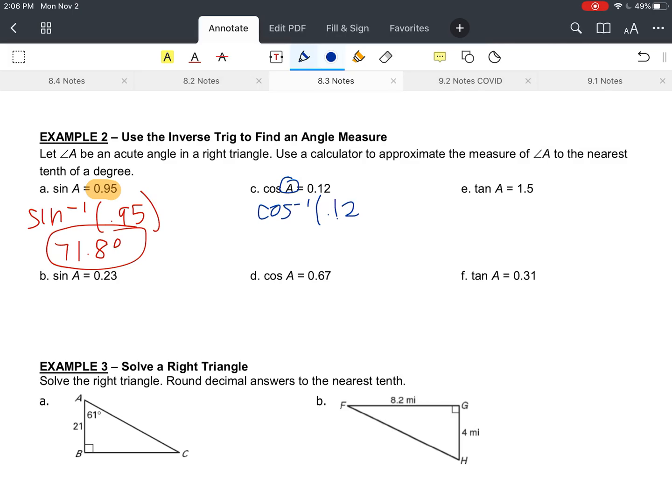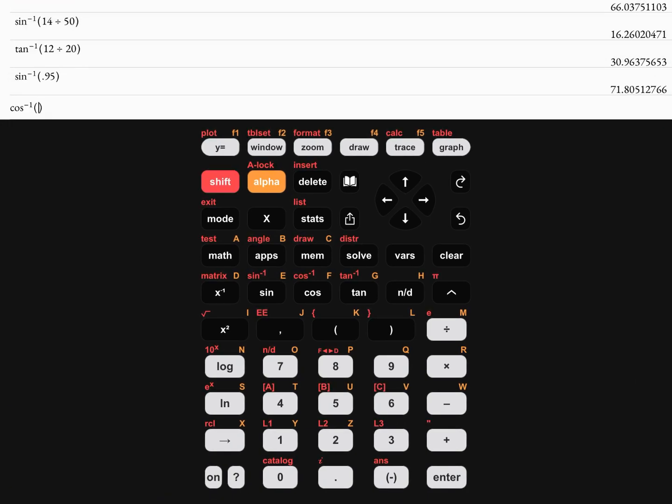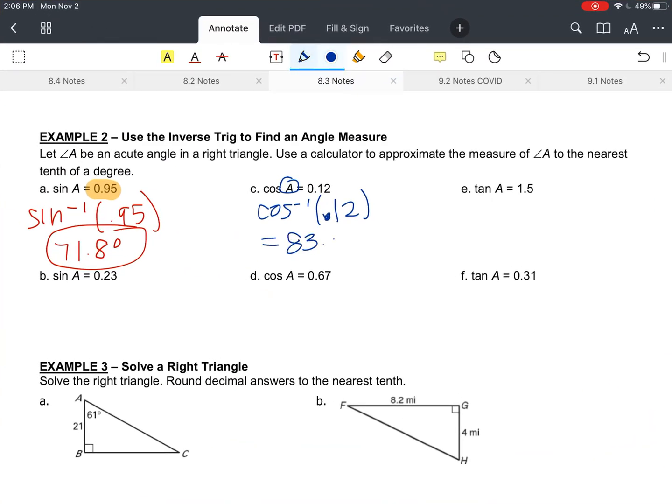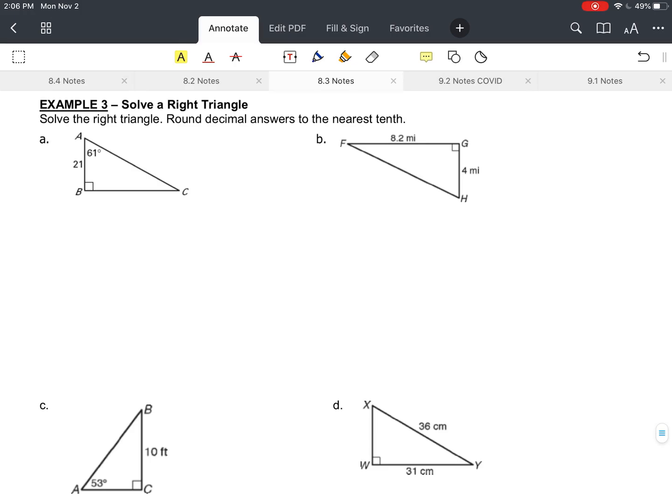Do the same thing for letter C. I want to find out what A is, so I have to do the inverse cosine of 0.12. Again, we're not used to seeing it as a fraction, but we can do it as a decimal and put that in the calculator. So shift cosine or second cosine, and then 0.12, and you're going to get 83.1. So that's all I'm going to do of these types of problems. You're more than welcome to continue out and just practice putting it in your calculator. But again, you're just going to press shift cos or shift sine, tangent, cosine, depending, and then type in the decimal to find the angle.